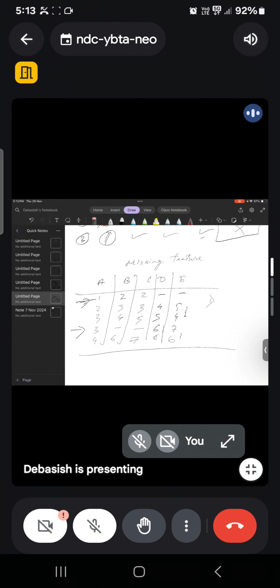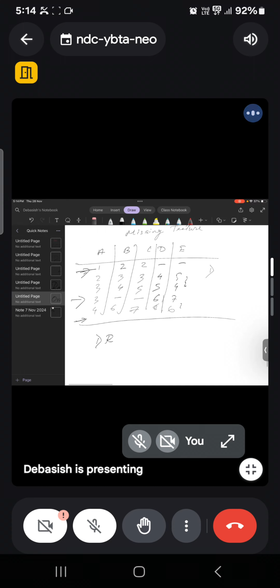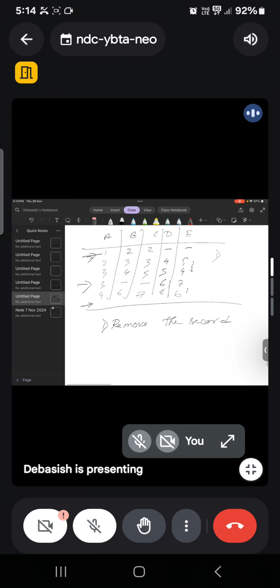Let's say 1,000 rows are there, and I am giving you only 5 rows. If it has 1,000 rows, and let's say 10 rows have missing data, just consider 990 rows. Just remove those 10 rows. We don't need to consider them. So that is known as removing the record. Don't consider it, just remove the record. That is the first one.